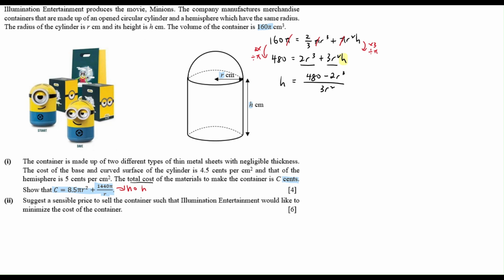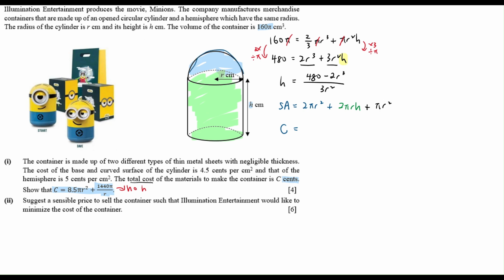Now, the question is to calculate the total cost of the material. So first, I'll be calculating the surface area of the container, which comprises the curved surface area of the hemisphere, which is 2 pi r squared, plus the curved surface area of the cylinder, which is 2 pi r h, as well as the base of the container, which is just a circle. So I'll put pi r squared. Now, ladies and gentlemen, you cannot merge these two pi r squared terms together because they are made up of different materials, hence different costs. So now I'll proceed to calculate the cost.